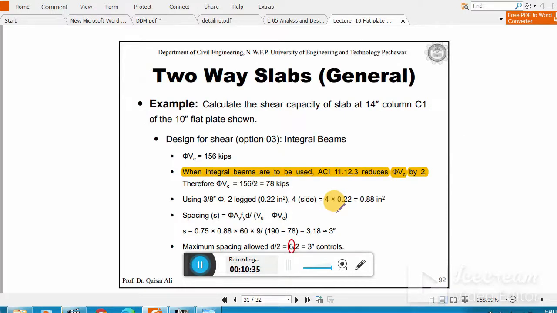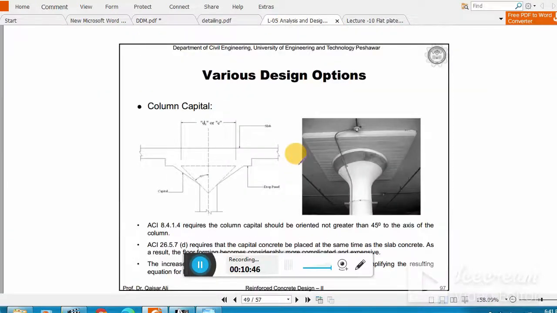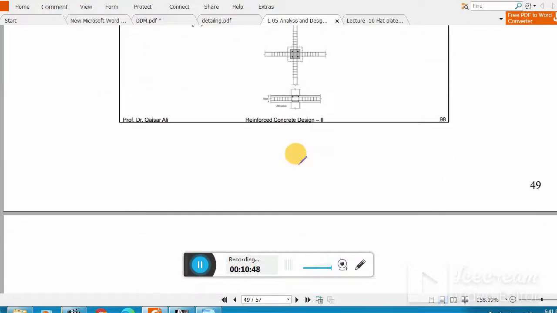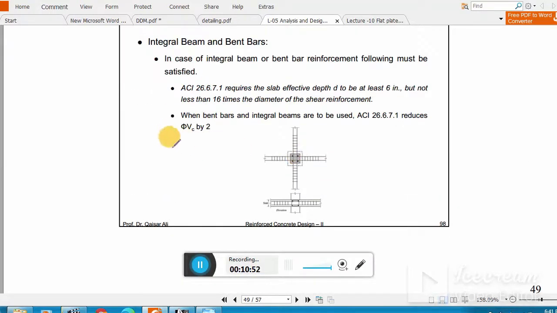One thing is very important, and I already explained this point in my lecture number 5: whenever you are using an integral beam with bent up bars, you have to halve your shear strength, phi Vc divided by 2. So this point is very important.